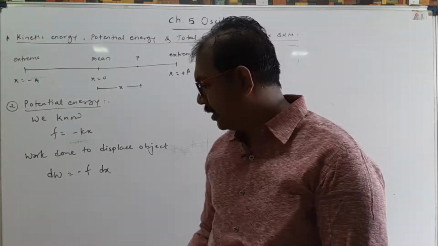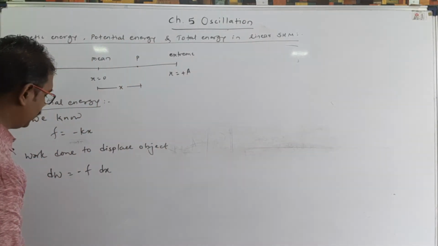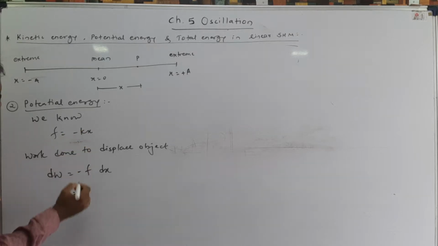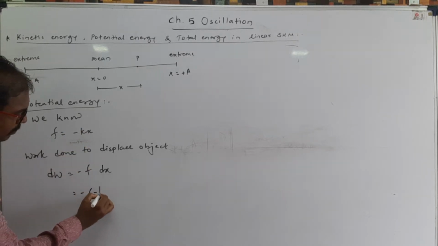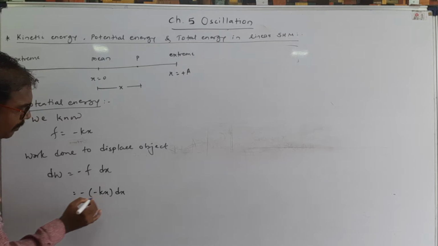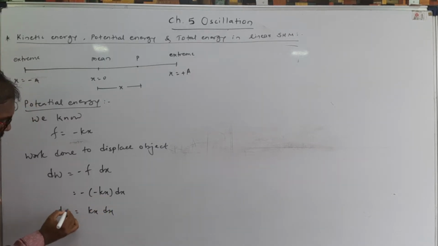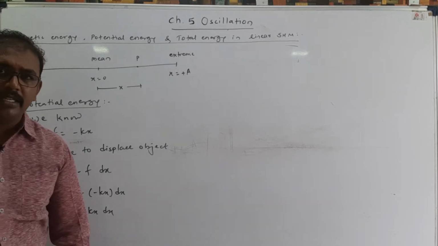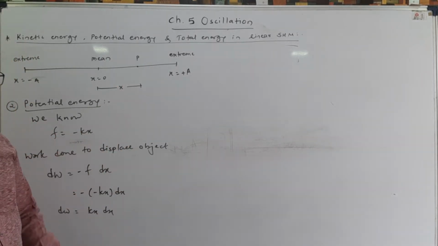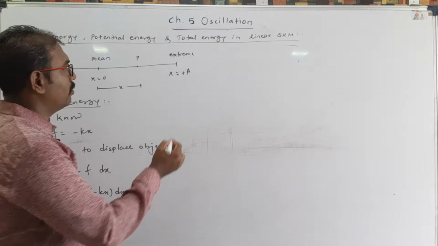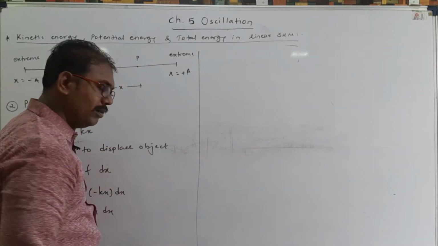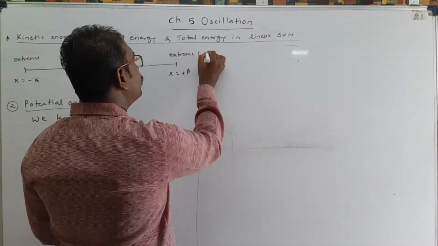Now after that I can substitute this value of F. So minus and this minus kx into this dx. Minus minus plus. So kx dx is the work done for smaller displacement dx. But here the total displacement is x. So we have to find out total work done.